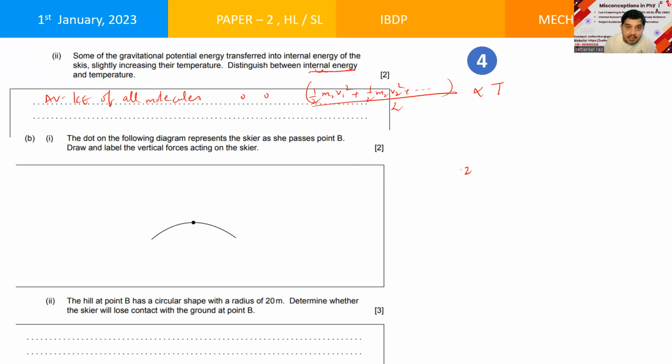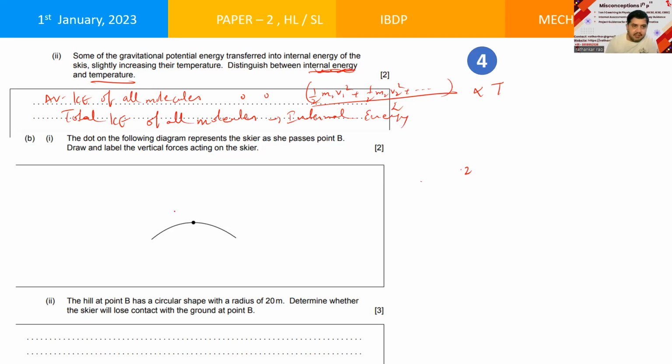So this is a definition for temperature. What is internal energy? Internal energy is nothing but the total kinetic energy of all the molecules. That is what you call internal energy. There's a difference between these two. Here it is the average of all the kinetic energies, and here it is the total kinetic energy.